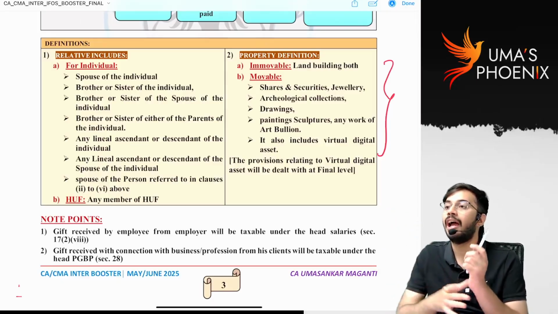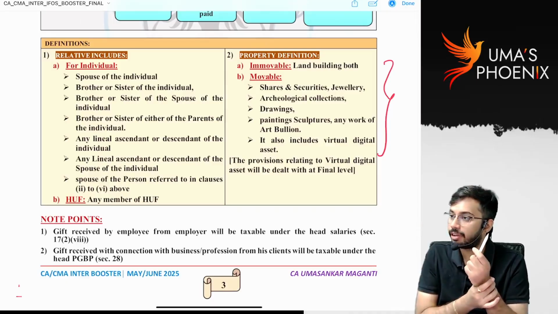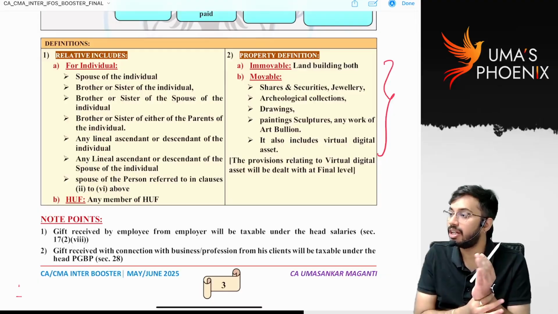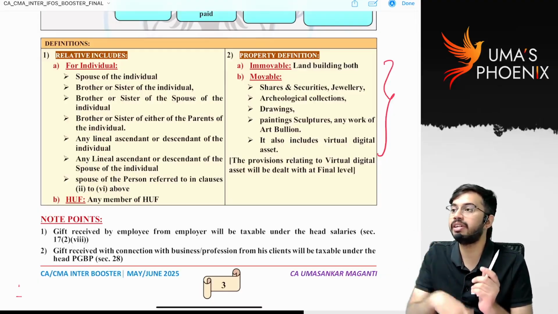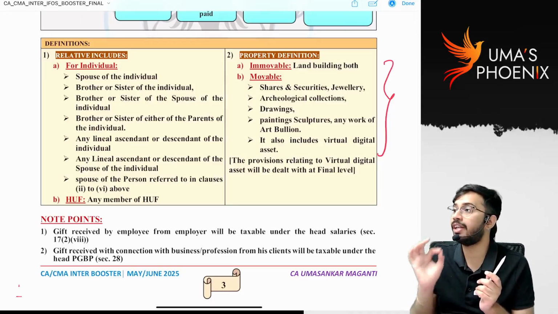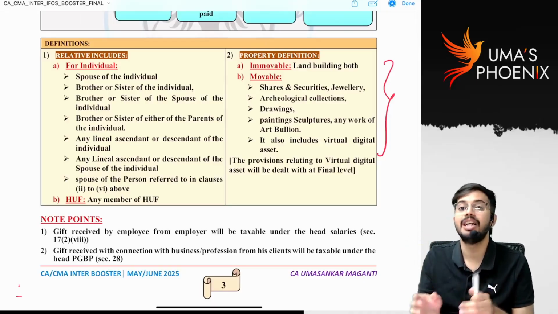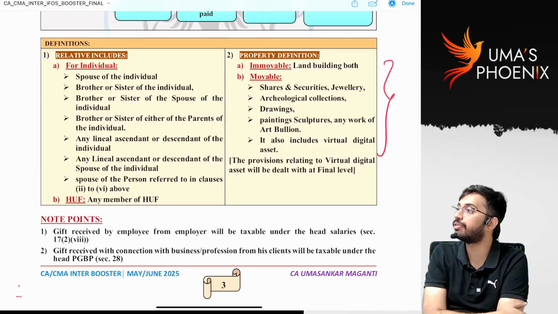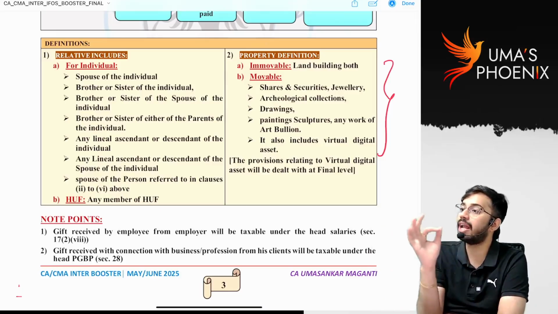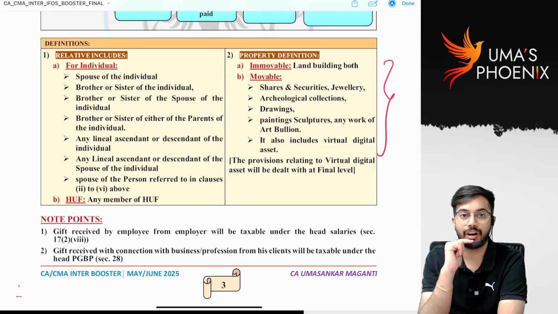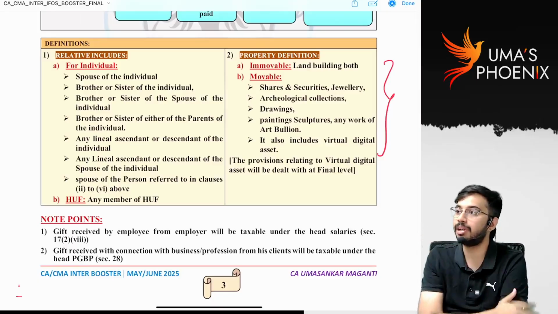That means what? I received a watch as a gift. Now, in that watch, no jewelry is there. It's a plain watch. I received a Tissot watch worth 78,000 rupees. Even though the value of the watch is more than 50,000, still that gift is not taxable because the watch is not covered under the definition of property. Is it clear? Whenever you are receiving a gift in the form of kind, that is taxable only if it is covered under the definition of property.